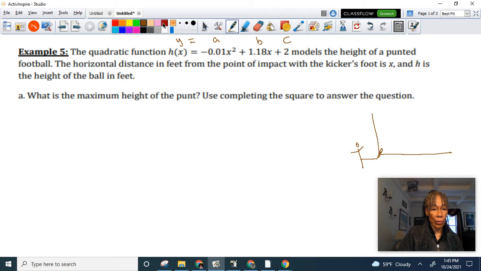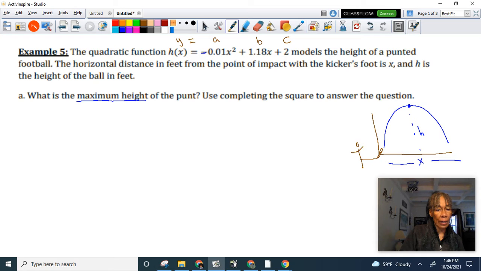We do know that we're going to have a parabola, a negative parabola, because it starts with a negative right here. They tell us that my horizontal distance is going to be x and that this is going to be my height right here. And they're asking me what is the maximum height of the punt, which is going to be at my vertex, which is going to be at x comma y.